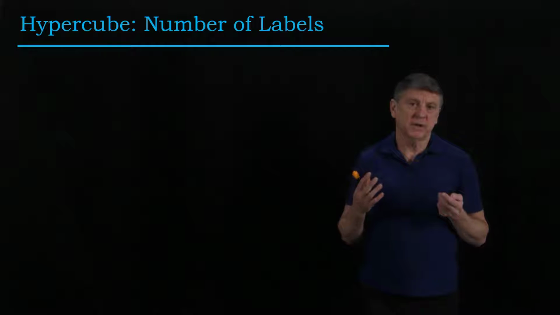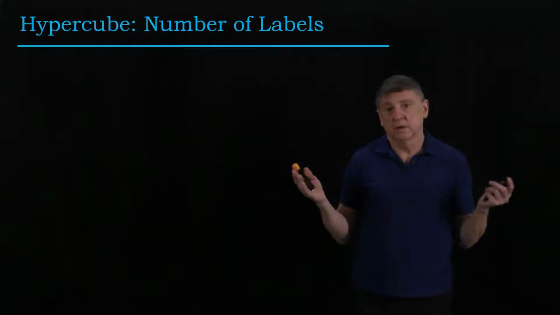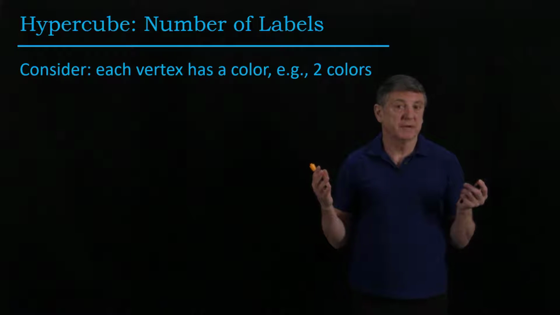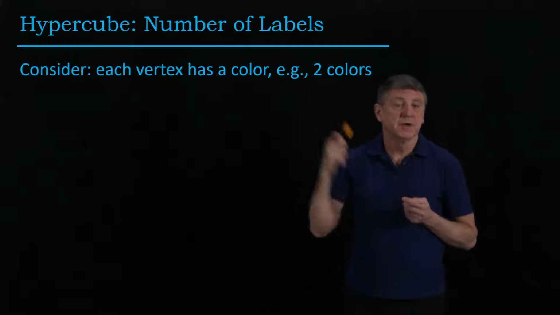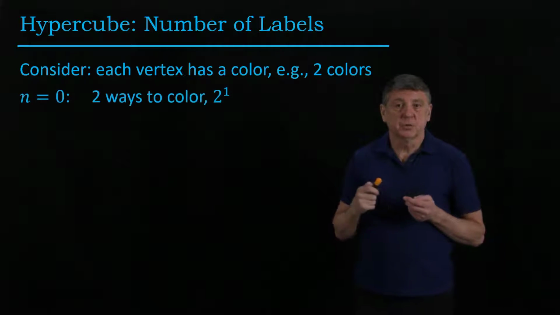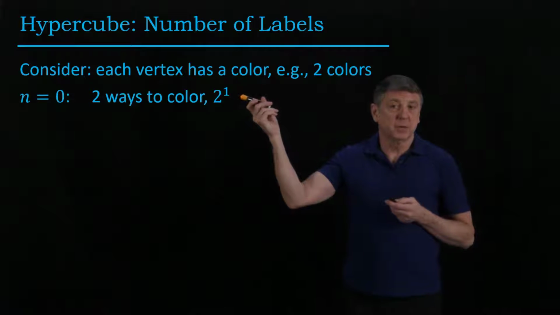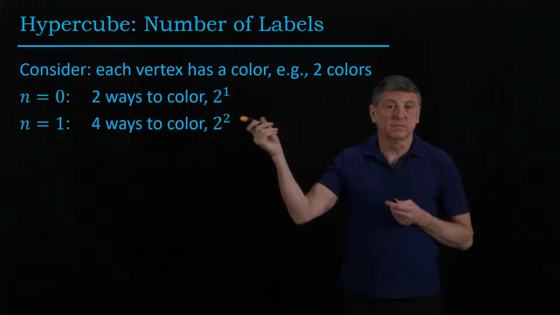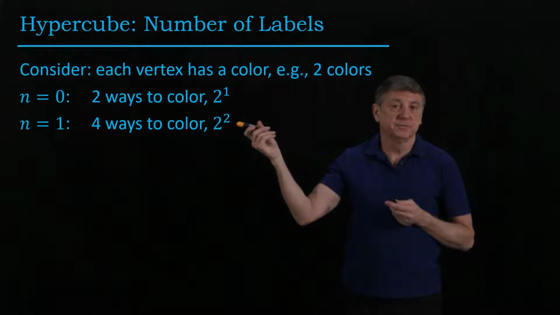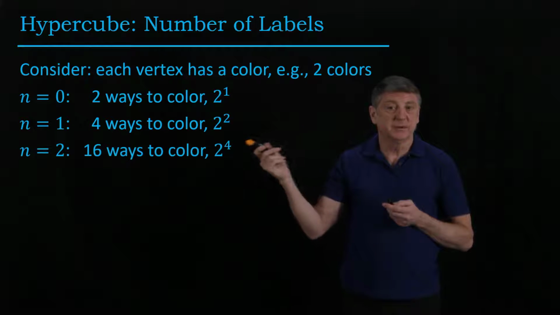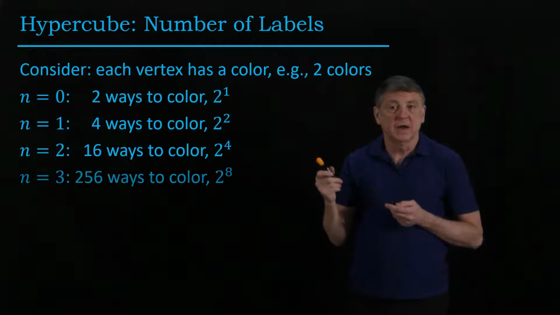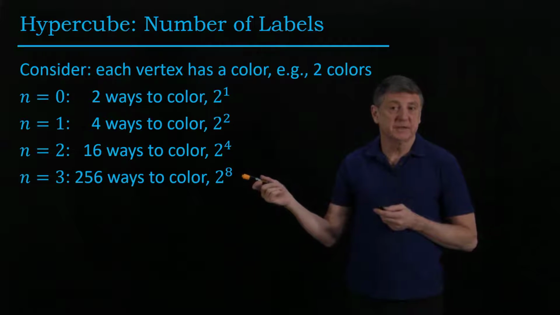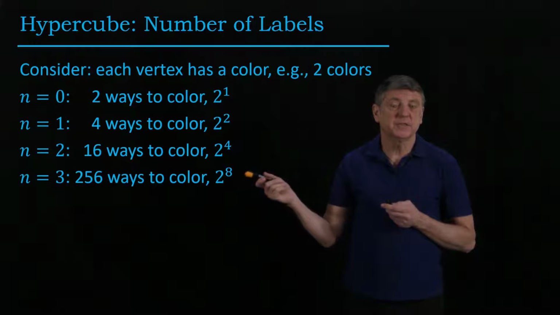Now, how many ways are there to label a hypercube? Well, that depends on how many labels you have. Suppose that we have a color, for example, and we have 2 colors for each vertex. So there's 2 ways to color a point, and there are 4 ways to color the 2 vertices of a line segment, and there are 16 ways to color the 4 vertices of a square, and there are 256 ways to color the vertices of a cube.